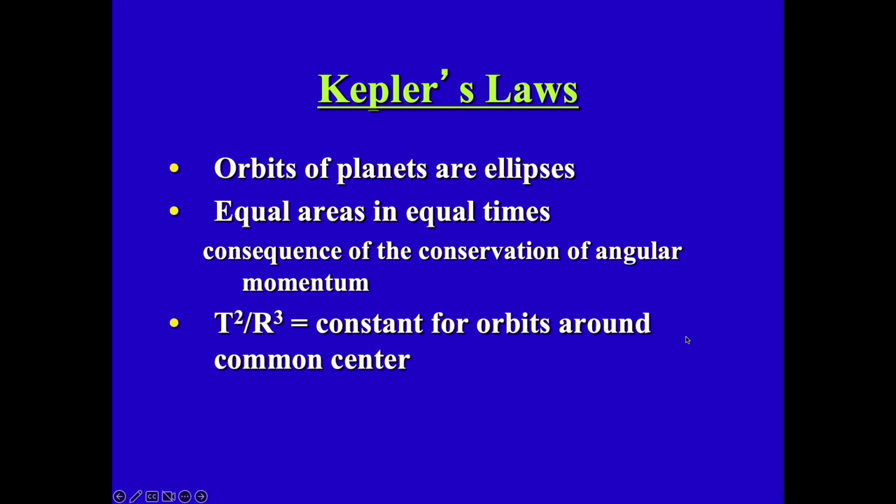And then if you take the ratio of the period squared over the radius cubed for the orbit of a planet around the Sun, it's equal to a constant. It's equal to a constant for orbits around a common center. So, for example, even if you're talking about a satellite orbiting the Earth, the ratio of T squared over r cubed is a constant. Just that constant is different depending on what the satellite or planet is orbiting.